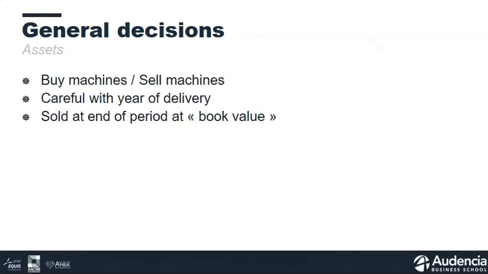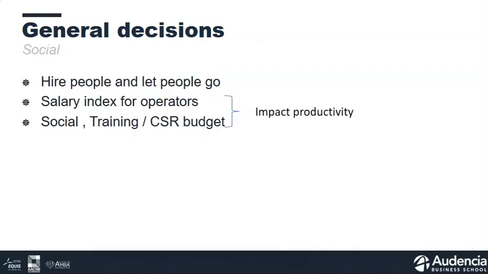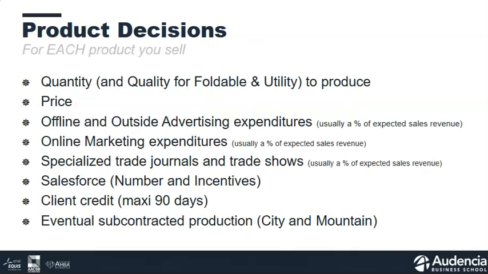In terms of assets, you may buy and sell machines, and it's extremely clear in the decision sheets. Make sure you mark -1 or -2, but always a minus sign when you sell a machine. Be careful with year of delivery. Remember, standard machines are delivered the year after. They can't be used right away, and they're sold at book value if you sell a machine. Your social decisions: hiring, obviously, and letting people go, the salary index for operators, and your social training CSR budget. Both of these impact productivity.